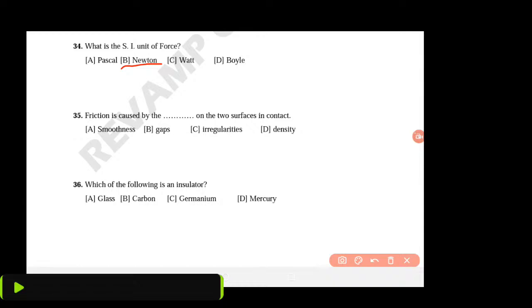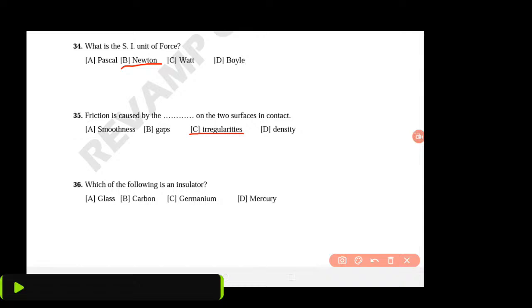Question 35 says, friction is caused by dash on two surfaces in contact. The correct option there is irregularities of two surfaces in contact. That is what causes friction. When two bodies are very smooth, there won't be friction between them, and if there is any gap between two surfaces, there won't be friction. So friction has nothing to do with the densities of the surfaces. It only has something to do with how rough a surface is, and that is irregularity. So the correct option for question number 35 is option C.